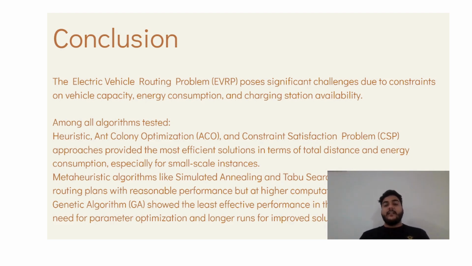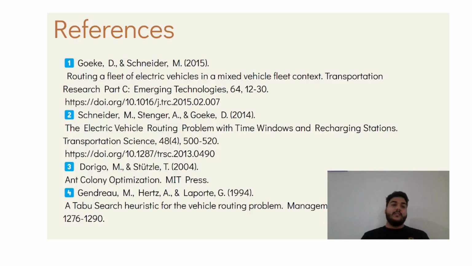Meta-heuristic algorithms like simulated annealing and Tabu Search offer alternative routing plans with reasonable performance but a high computational cost. Genetic algorithms show the least effective performance in this scenario, indicating a need for parameter optimization and longer runs for improved solutions. References: here are some references.